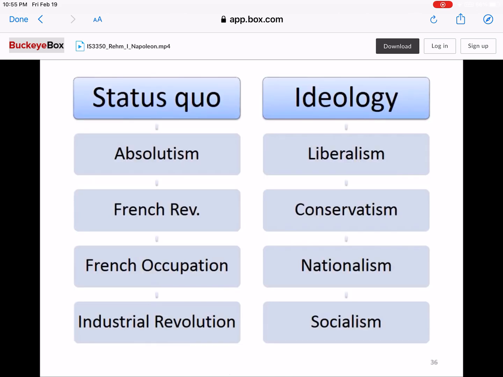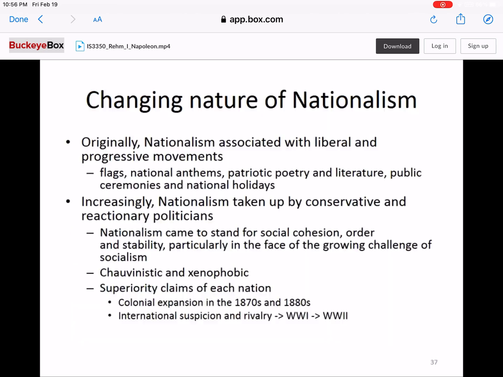So when we talk about ideologies and when they emerge, here is a summary. We see that liberalism emerges as a reaction to the status quo of absolutism, conservatism as a reaction to the French Revolution, nationalism as a reaction to French occupation, and socialism as a reaction to the Industrial Revolution. Nationalism has changed over time. At the beginning, it was associated with liberal and progressive movements.